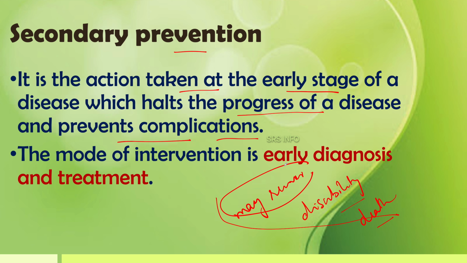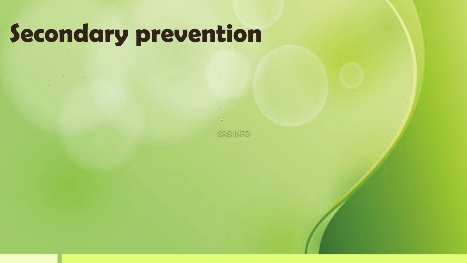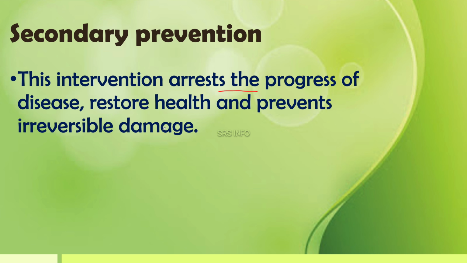And what are the modes of intervention of secondary prevention? The first one is, okay, we are undergoing the disease conditions, but it is very essential to diagnose the disease. What is the disease condition? And according to the diagnosis, the treatment is also very important. So these are the most important modes of intervention of secondary prevention, that is early diagnosis and treatment, because this action is taken at the early stages of disease so that we can control the progression and prevent the complication of diseases. Secondary prevention arrests the progress of disease, restores health and prevents the irreversible damage.